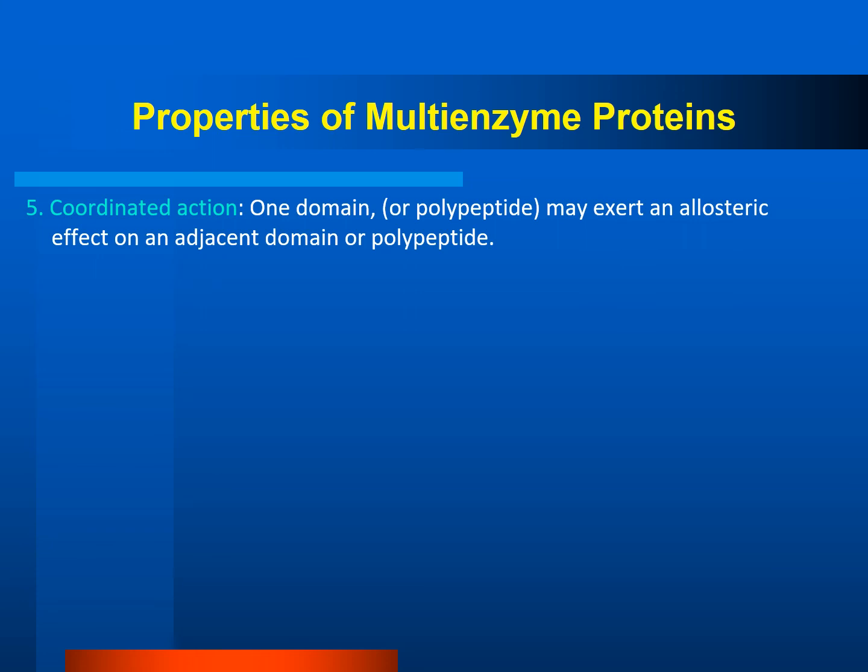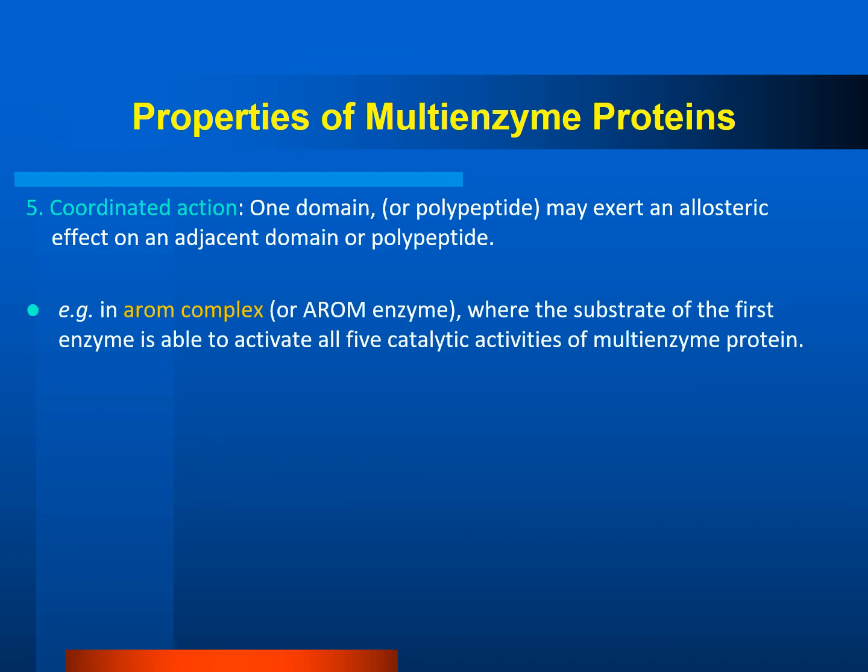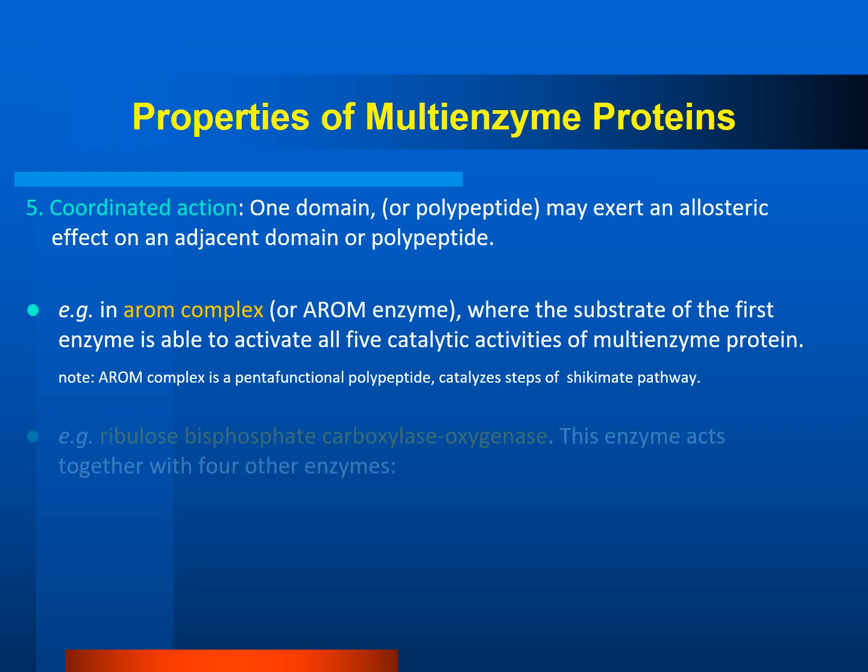Another important point is that multi-enzyme proteins act in a coordinated manner, where one domain or polypeptide may exert an allosteric effect on the adjacent domain or polypeptide. For instance, in the arom complex or arom enzyme, the substrate of the first enzyme is able to activate all 5 catalytic activities of the multi-enzyme protein. This arom complex is a pentafunctional polypeptide which catalyzes steps of the shikimate pathway.